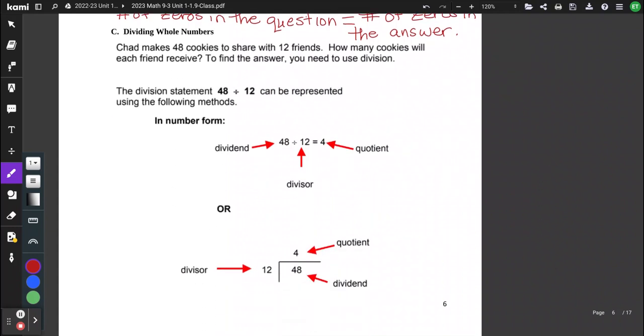All right. Now we're going to divide. Dividing is the opposite of multiplying. Okay, so this is the opposite of multiplying. So it's like working backwards.